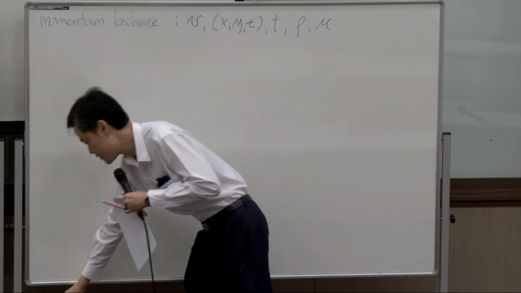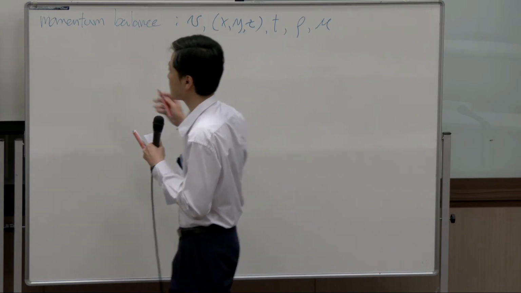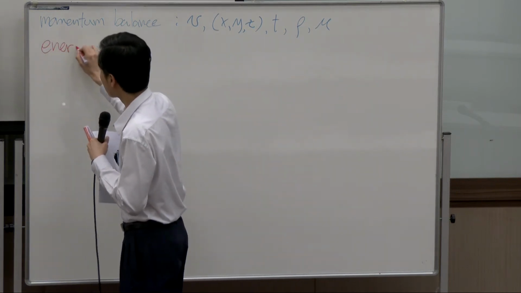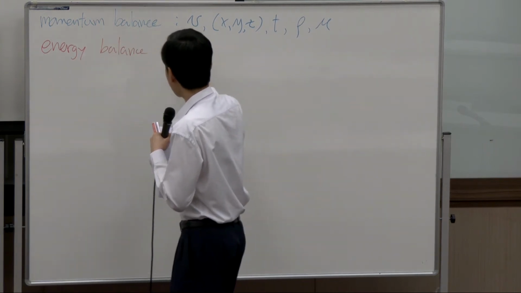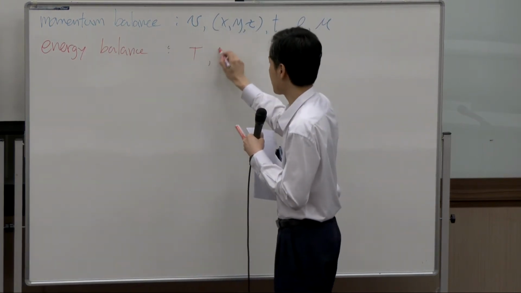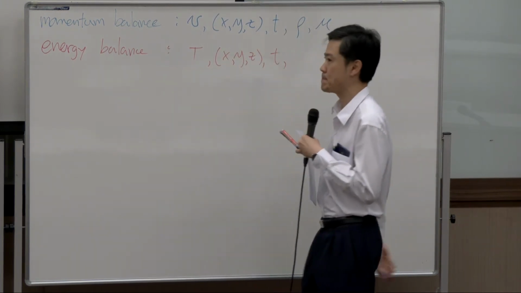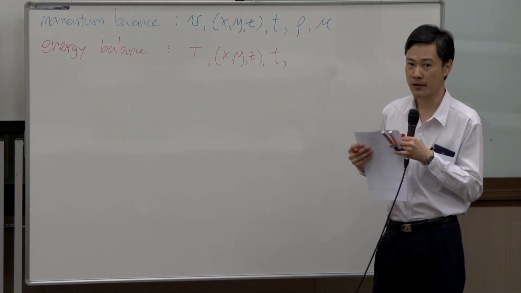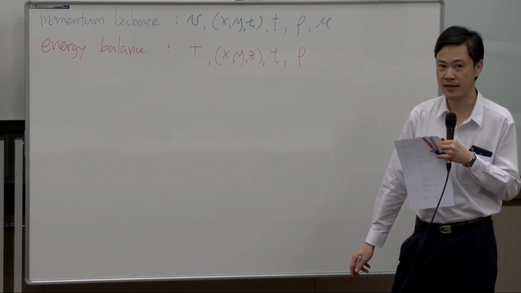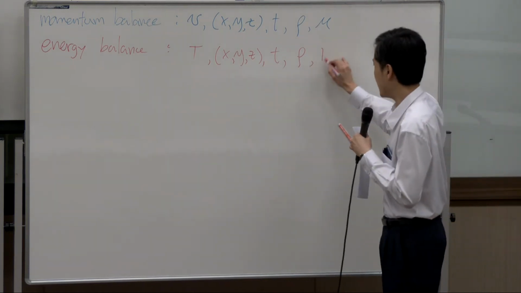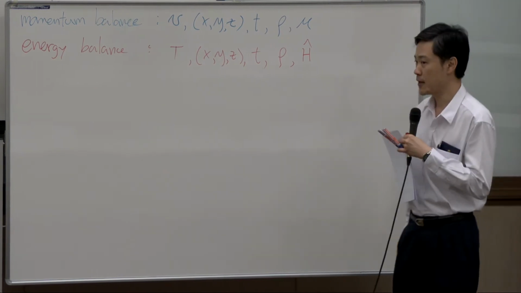On the other hand, if you look at the equation for energy balance, of course there will be temperature, coordinate, time, maybe. Then what? Of course, there will be density because the convection term has density in it. There will be enthalpy, right?